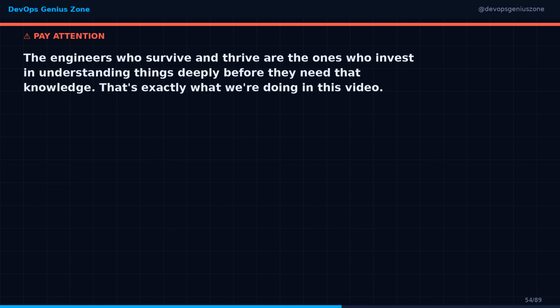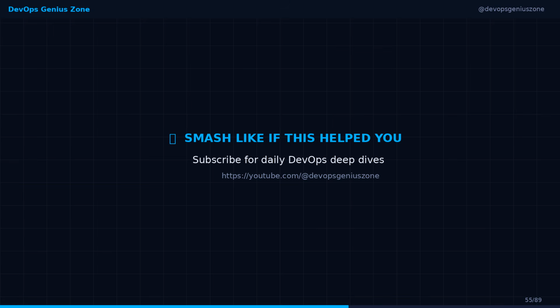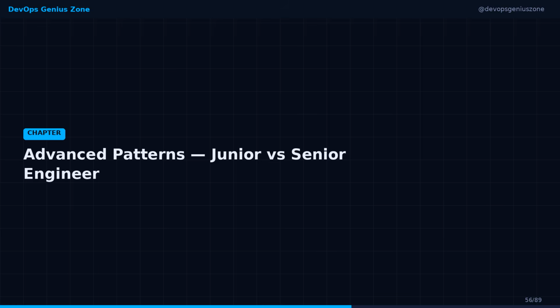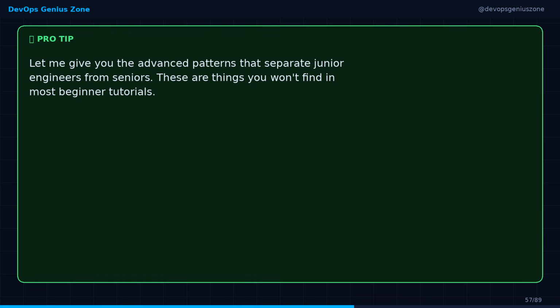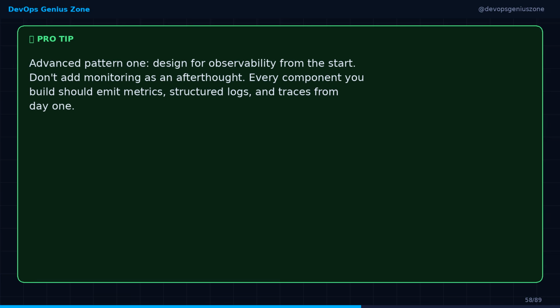Here's the part nobody tells you about mistakes in DevOps. The environment punishes gaps in understanding. You can get away with not knowing something for weeks or months. And then at 2 a.m. during peak traffic, it surfaces all at once. The engineers who survive and thrive are the ones who invest in understanding things deeply before they need that knowledge. That's exactly what we're doing in this video.